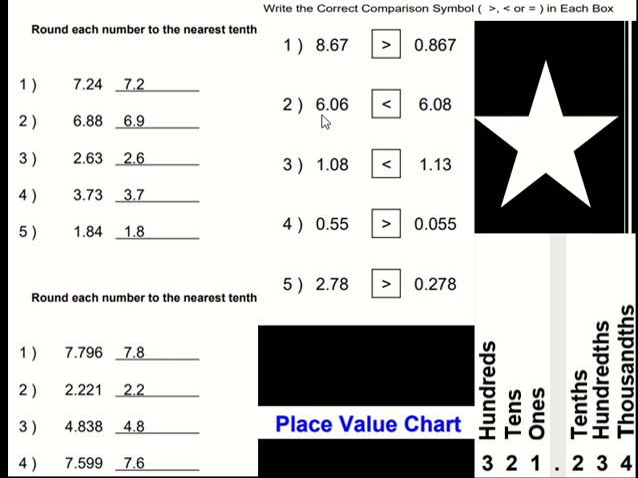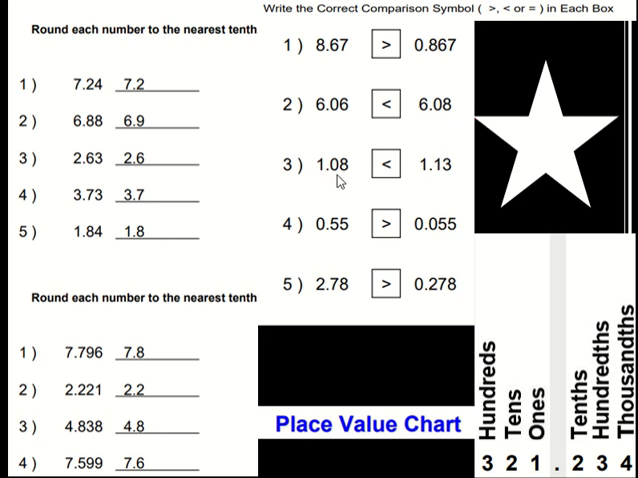Here's the next problem. You have a 6 in the ones place, and you have a 6 here in the ones place. Here's the dilemma. This 6 and this 6 are the same. This 0 and that 0 are the same, and they're in the same places on our place value chart. So then we have to look at whether this number is bigger than this number or vice versa. In this case, this 8 is bigger than the 6. So 6.06 is less than 6.08.